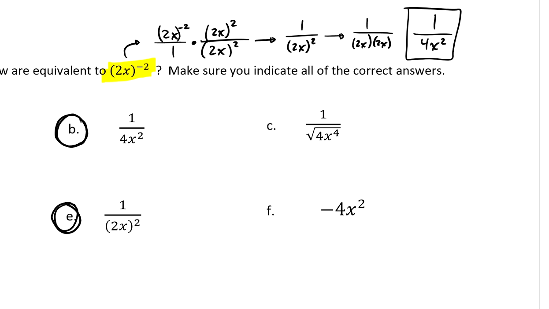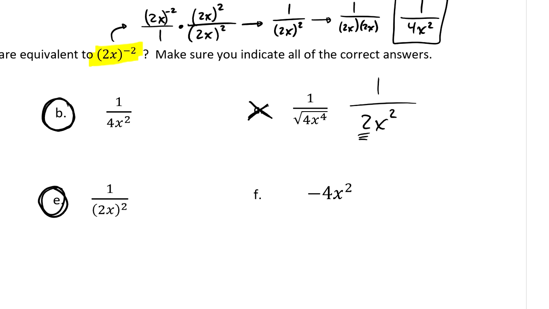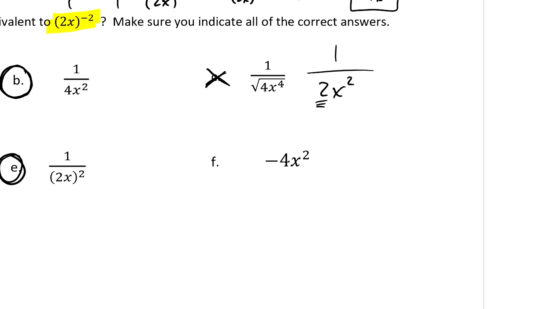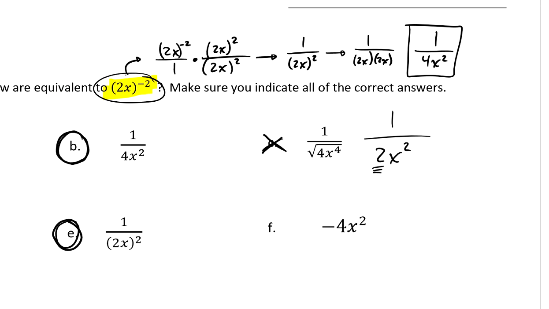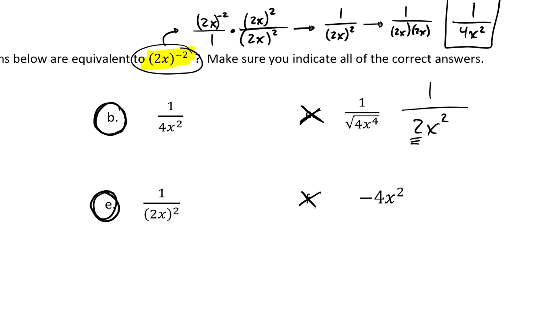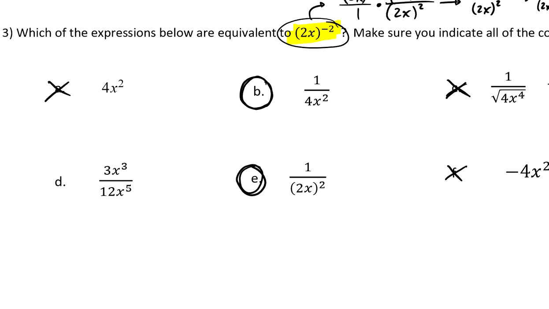For C, if I was to take the square root of this, I believe the square root would be 2x squared, because if I multiplied 2x squared times 2x squared, I would get that. So this ends up being 1 over 2x squared, but not 1 over 4x squared. So C is kicked out of the running. As for F, I could see how, if we didn't simplify the original expression correctly, F might be a mistaken value, but it is not one. And then our only other candidate is D.